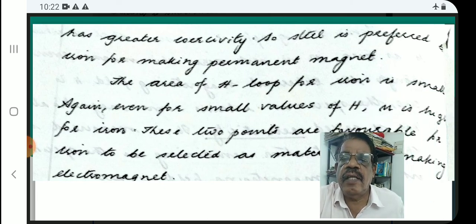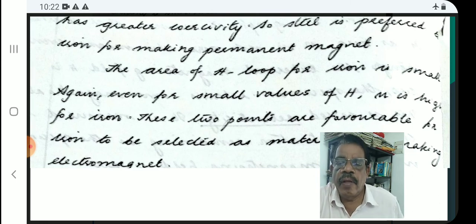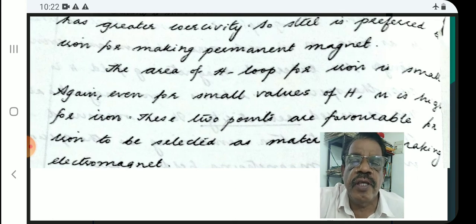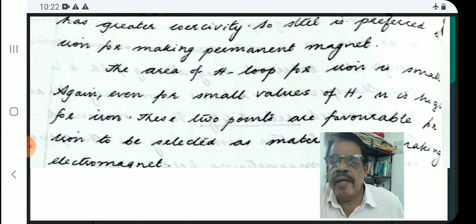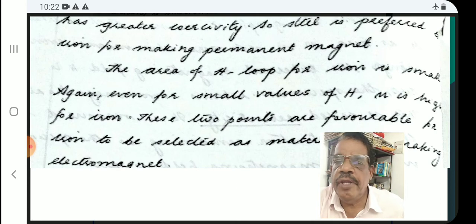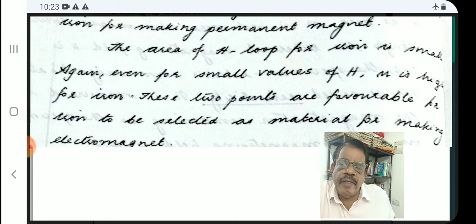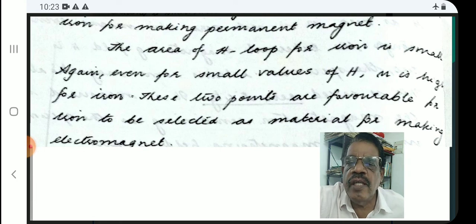The area of the hysteresis loop, the MH loop, for iron is small. Again, even for small values of H, M is high for iron. These two points are favorable for iron to be selected as the material for making an electromagnet. So for electromagnets we use iron, not steel. If asked why iron is used to make electromagnets, there are two points.